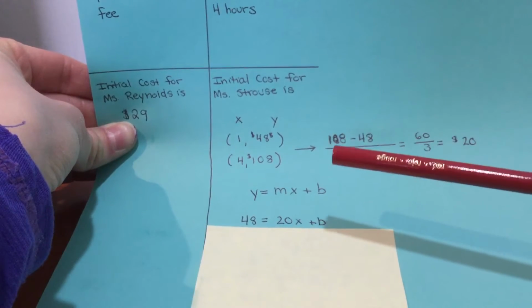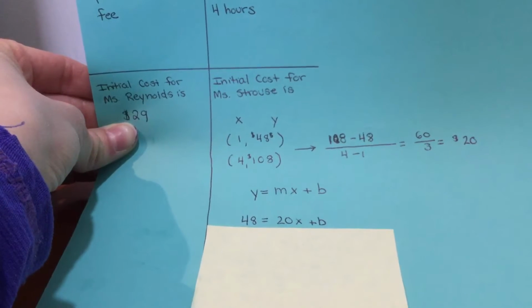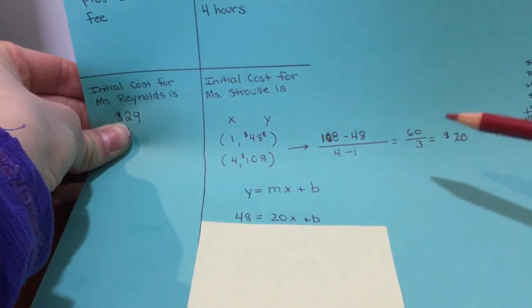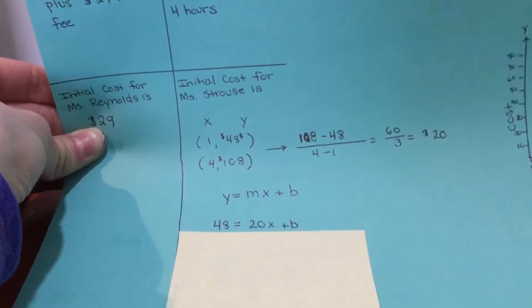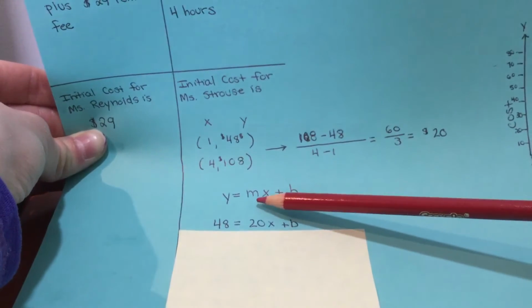So I'm going to take the 108 minus 48, and I get 60, and then the 4 minus the 1, and that's 3. 60 over 3 is $20, which we can plug in then for our m.